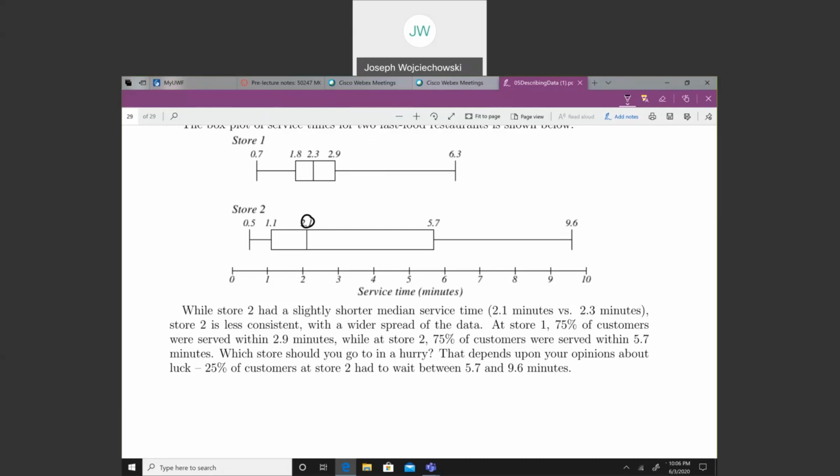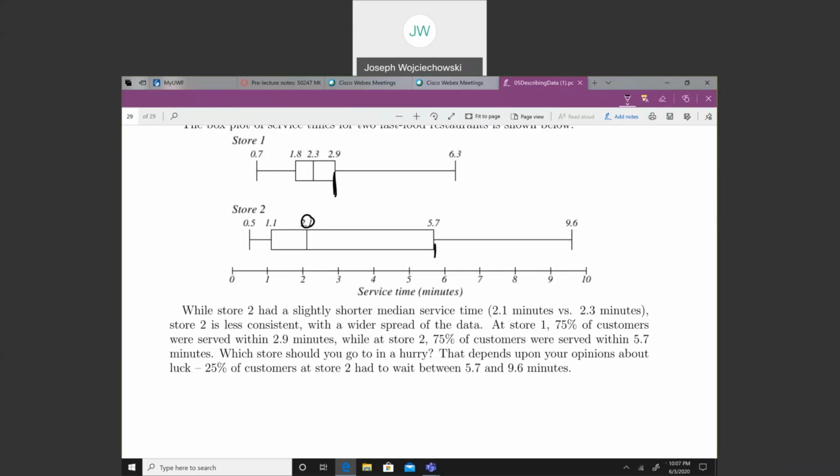At Store 1, 75% of customers were served within 2.9 minutes, while at Store 2, 75% of customers were served within 5.7 minutes. That's Q3 there. Which store would you go to in a hurry? Well, that depends on your opinion about luck. 25% of the customers at Store 2 had to wait 5.7 to 9.6 minutes.